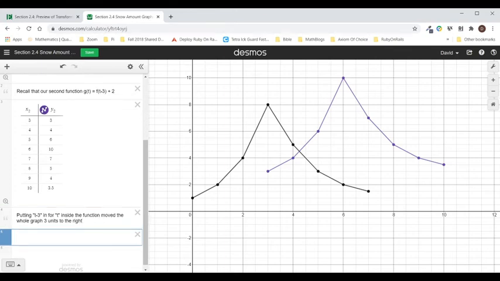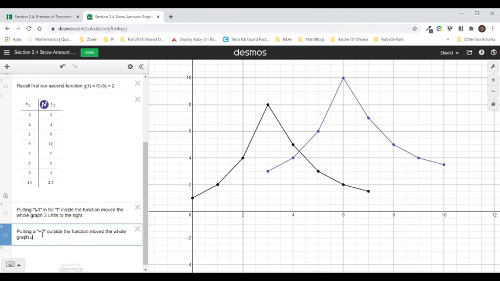And let's make another note for the more obvious one. Putting a plus 2 outside the function moved the whole graph up 2 units.